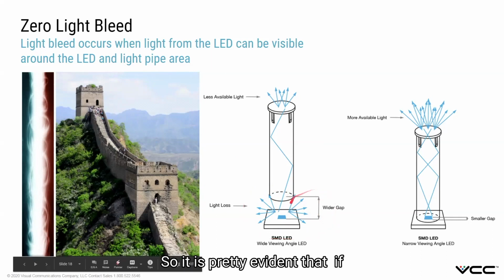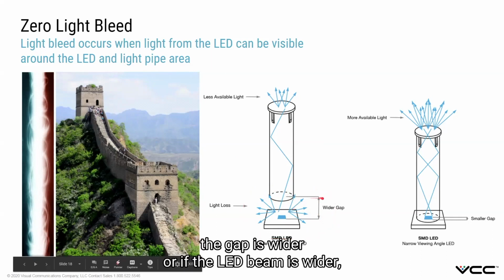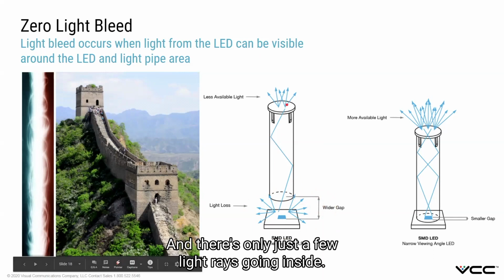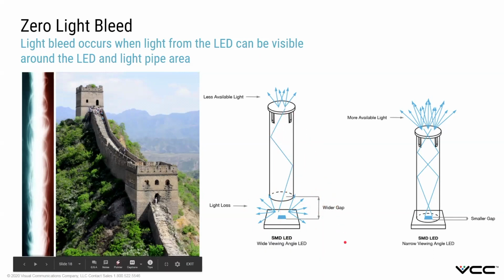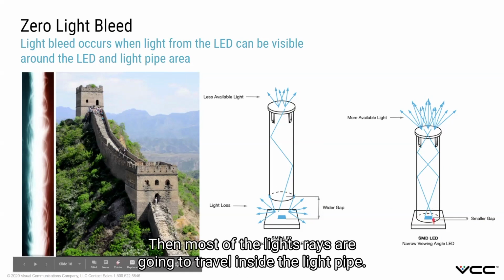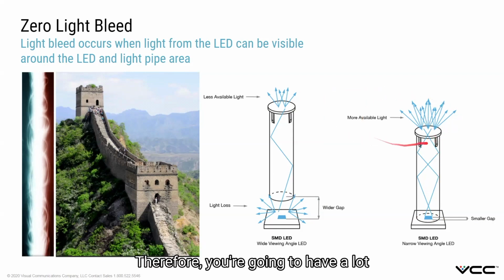So this is pretty evident that if the gap is wider, or if the LED beam is wider, there's going to be a lot of light going outside the light pipe, and only a few light rays going inside, and that would create a dim effect on the target surface. Whereas when you use a smaller gap and the proper beam LED, then most of the light rays are going to travel inside the light pipe. Therefore, you're going to have a lot of light rays on the target surface.